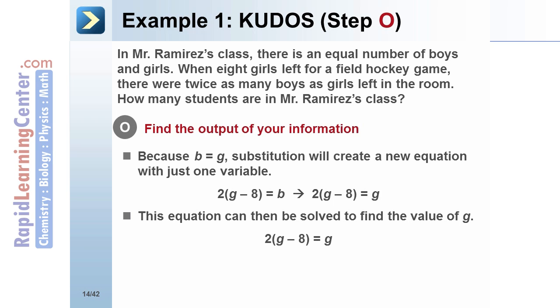2 times (g minus 8) equals g. Distribute the 2 to get 2g minus 16 equals g. Combine like terms and isolate the variable to get g equals 16.